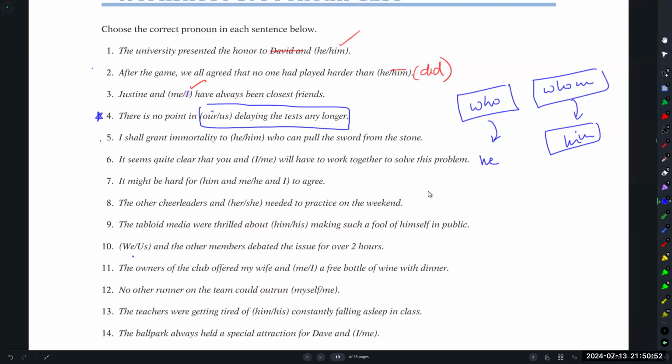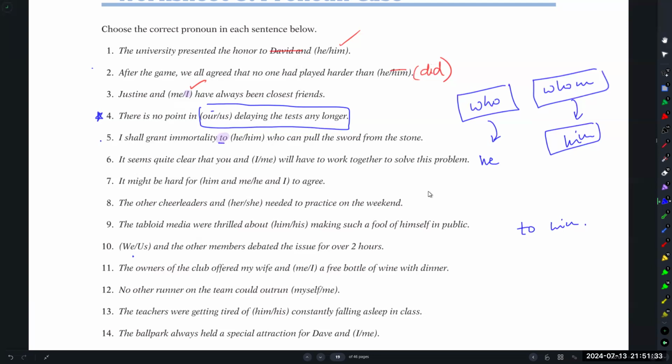Considering that as well, I shall grant immortality to he who can pull the sword from the stone. He can pull the sword from the stone. He is the subject case pronoun इधर. Although ये to जो है बड़ा ज़्यादा, who does this belong to? It belongs to him. To के साथ तो him ही आना चाहिए. धोखेबाज है ये. This to is not referring to him as the object case. जैसे कि इस इन ने धोखा दिया. राइट इस इन ने भी धोखा टाइप दे रहा था.